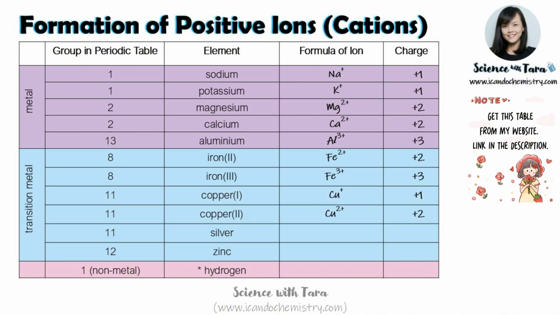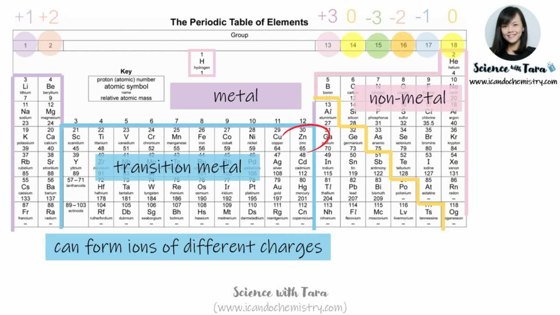There are some exceptions. Some transition metals usually form only one common ion. For example, zinc. Zinc ion mainly comes in a charge of positive 2, hence its formula is Zn2+. For silver, the charge is mainly positive 1, hence it is Ag+.